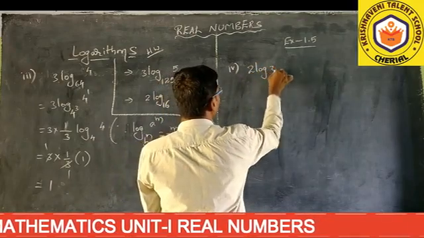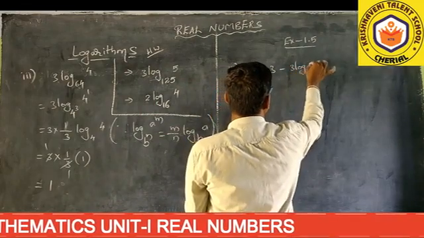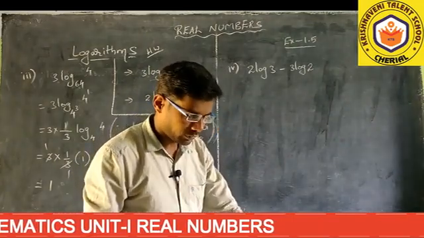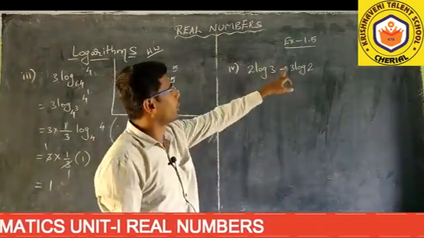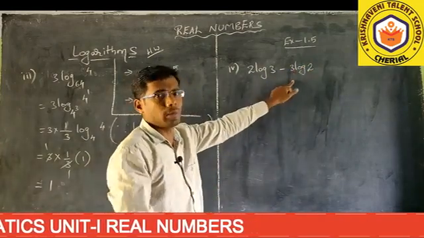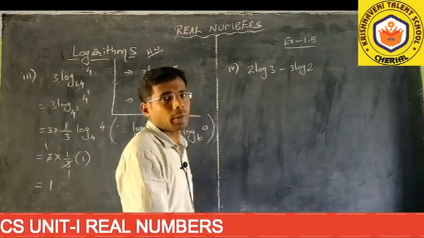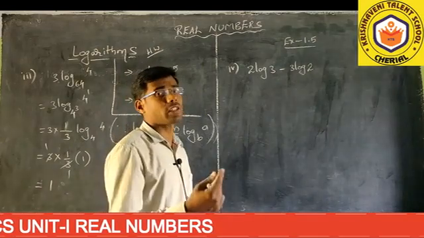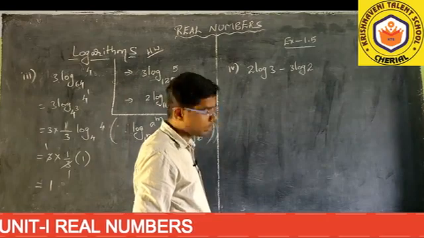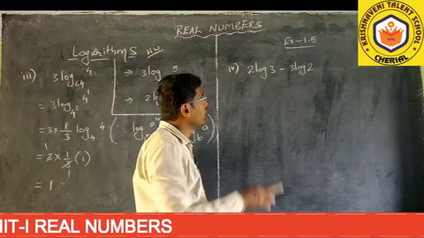Two log 3 minus 3 log 2. You have to find the value of 2 log 3 minus 3 log 2. Here how many logarithms are there? 2 logarithms are there. So first of all, you have to make it a single logarithm, and afterwards you find its value. What is the difference between the first problem and this fourth problem? In the first problem, before the logarithms, a number is not there. Here a number is there.